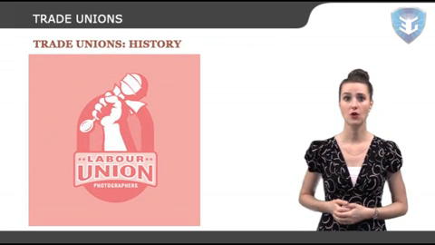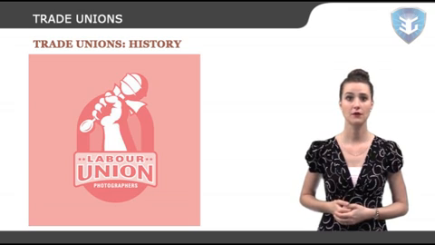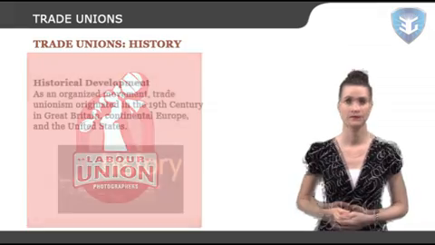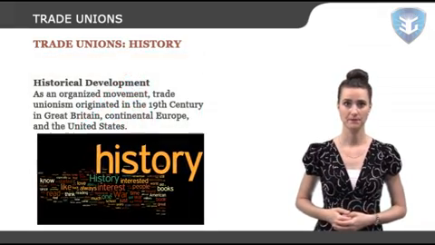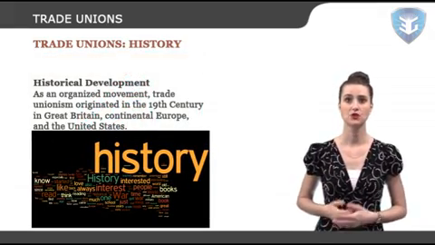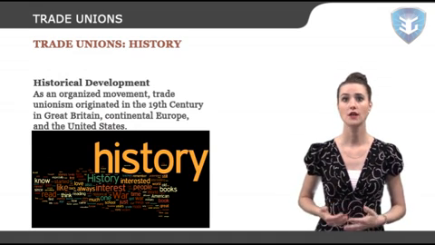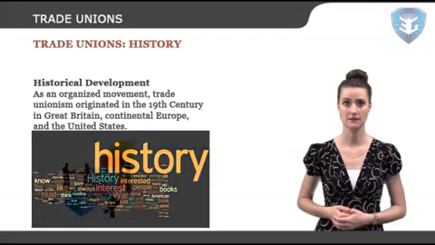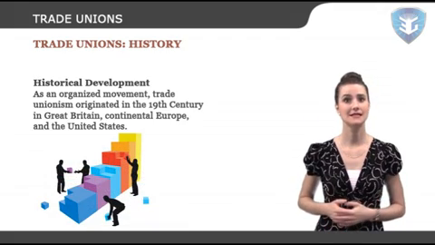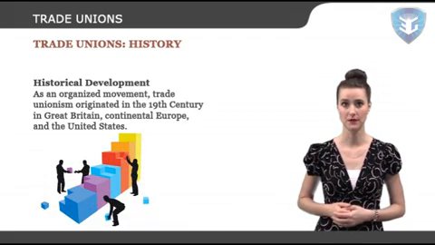Trade union, also called labor union, is an association of laborers in a particular trade, industry, or company, created for the purpose of securing improvements in pay, benefits, working conditions, or social and political status through collective bargaining. Historical development. As an organized movement, trade unionism originated in the 19th century in Great Britain, continental Europe, and the United States. In many countries, it is synonymous with the term labor movement.